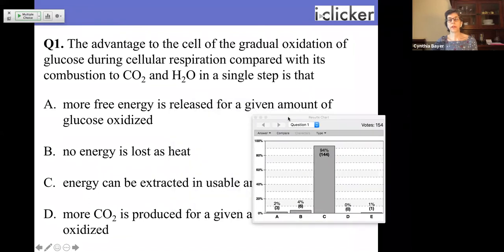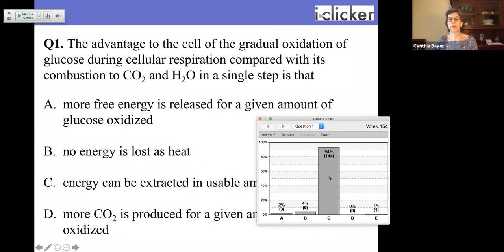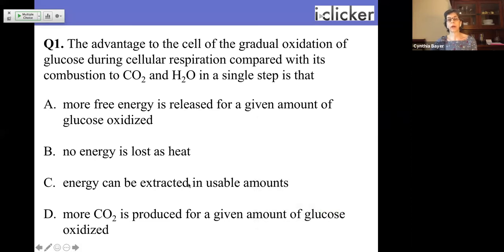And the advantage is extracting that energy, those high energy electrons carried in the glucose molecule, extracting them, and especially if we continue to completely oxidize all of the carbons in glucose, extracting in usable amounts. Now, this cellular respiration will release the same amount of energy from glucose, whether it is gradual oxidation or one quick oxidation.